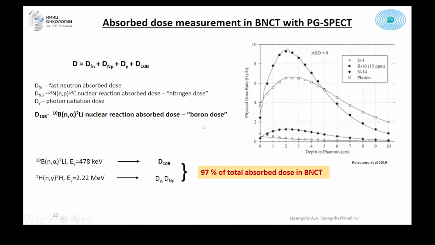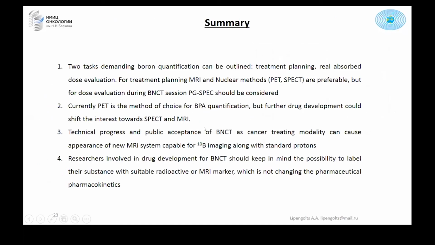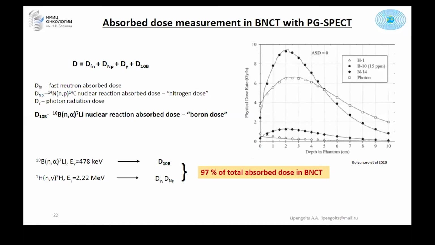However, it is unlikely that this method will be used for BNCT planning, because it requires quite a significant amount of boron to be administered to the patients, and it causes quite a significant radiation load on the patient. So it's mostly a method to measure absorbed dose during the BNCT procedure.